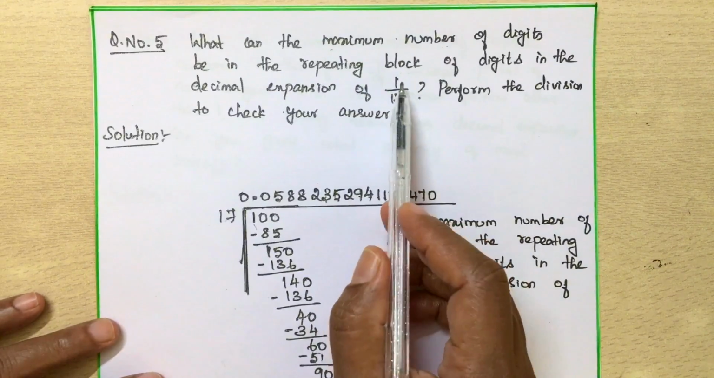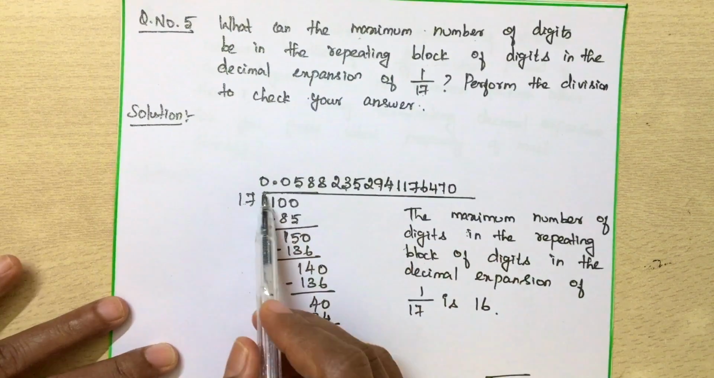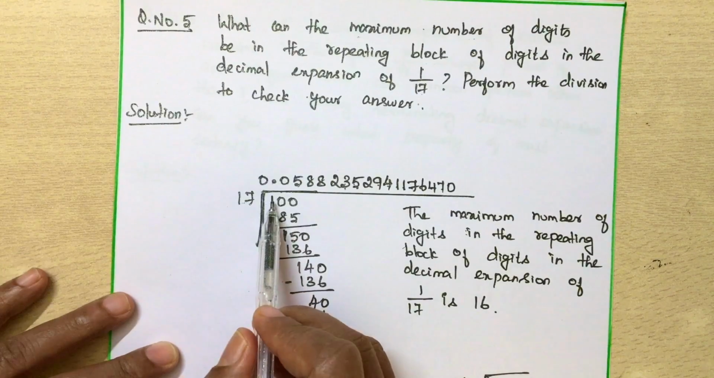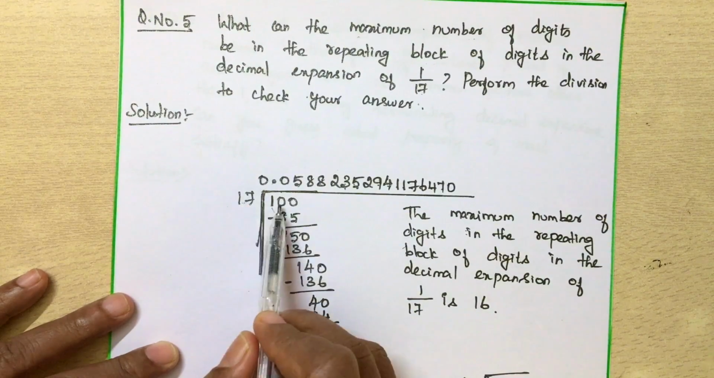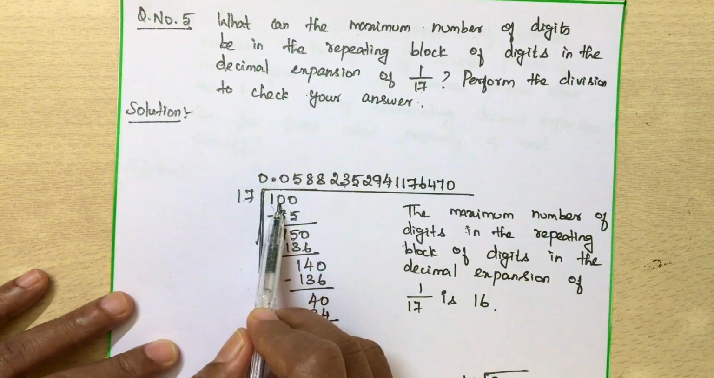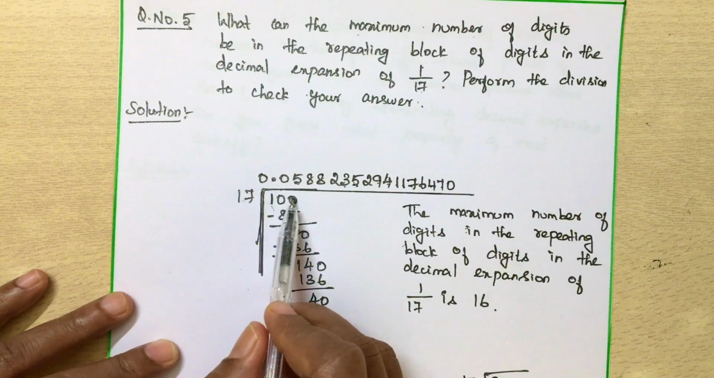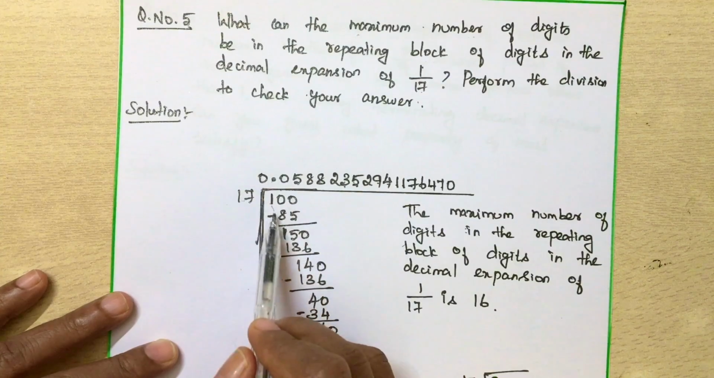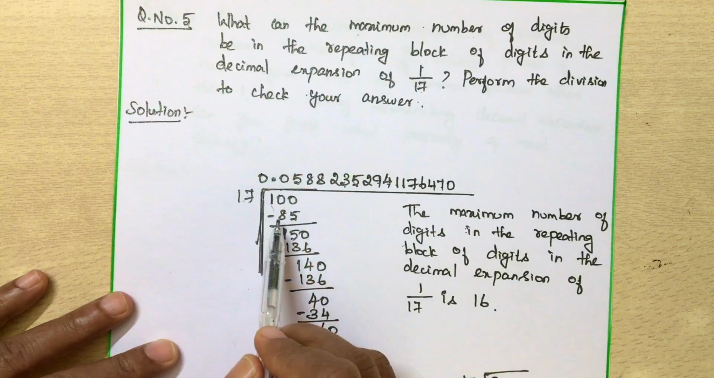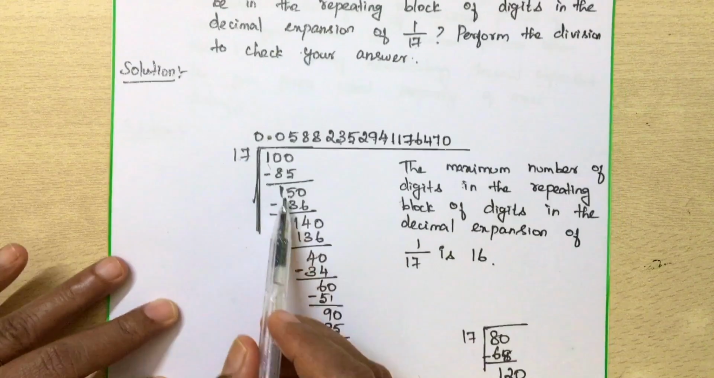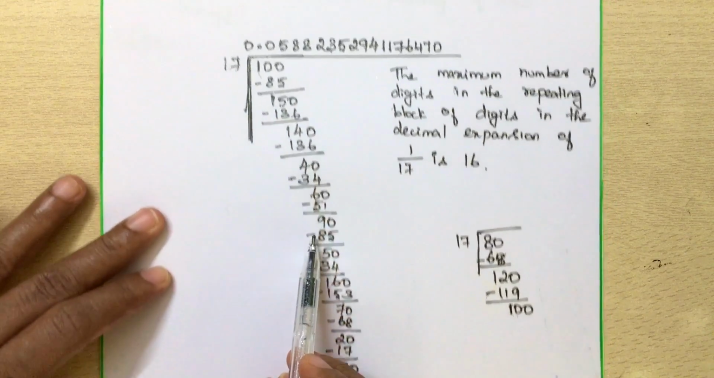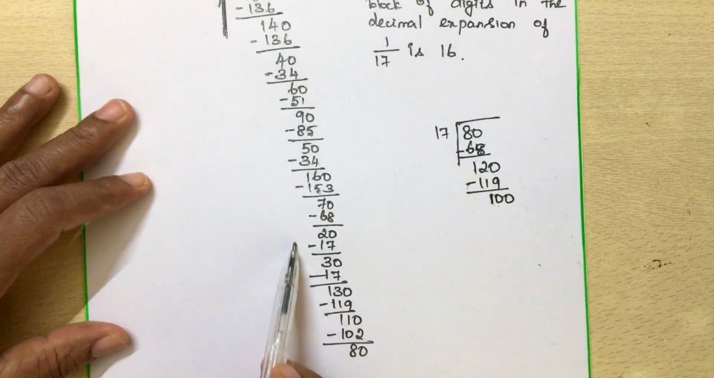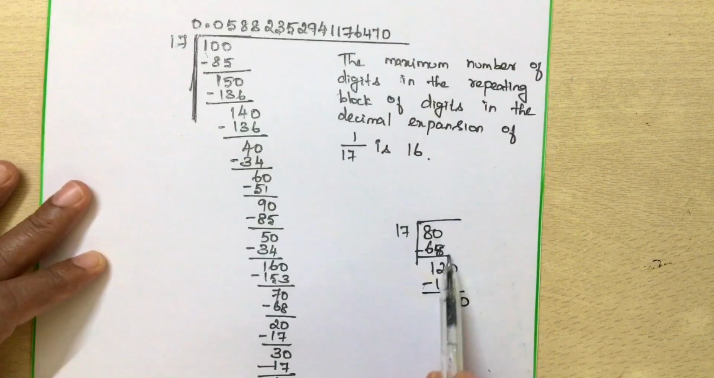Now I am dividing 1 by 17. When you divide 1, you can't divide by 17, so add a 0 and place the decimal here. Again, 10 is less than 17, so add the next 0 and include the 0 here. Now you can see 17 multiplied by 5 is 85. I kept doing the entire division. As you can see, this is a very lengthy division. I had to continue the division here as well.